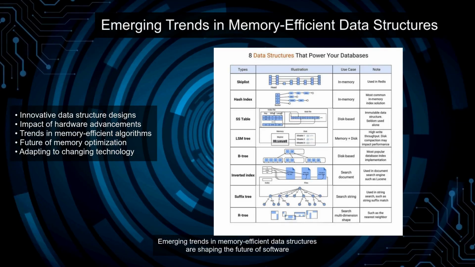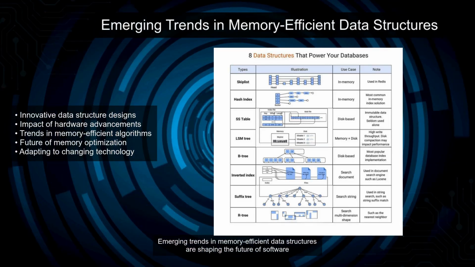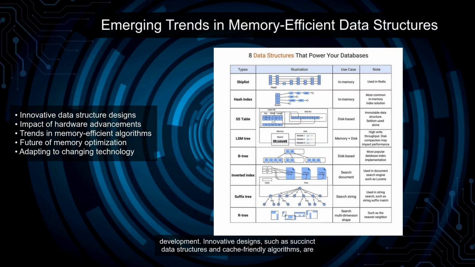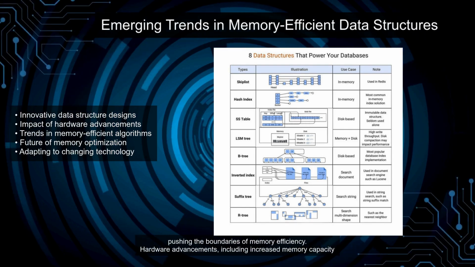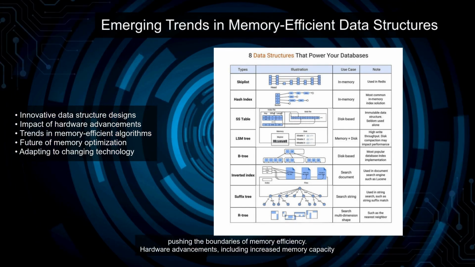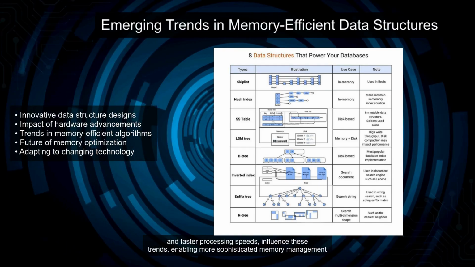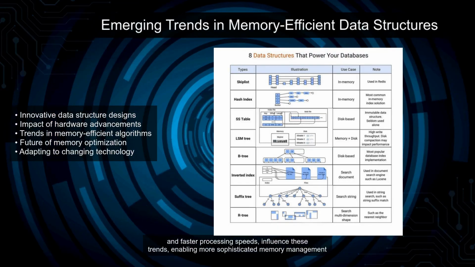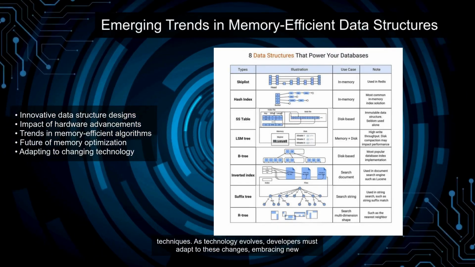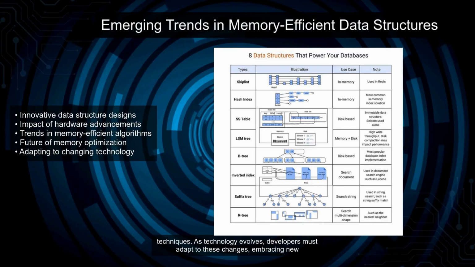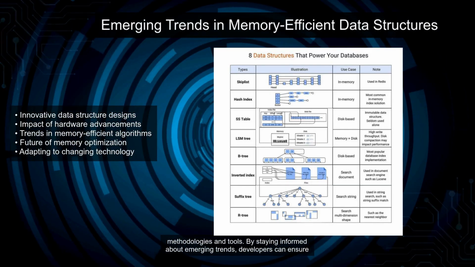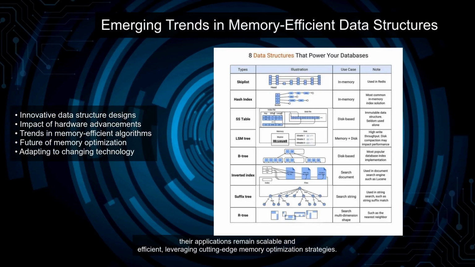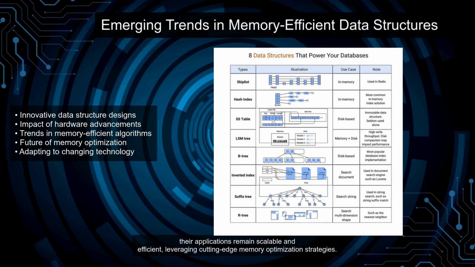Emerging trends in memory-efficient data structures are shaping the future of software development. Innovative designs, such as succinct data structures and cache-friendly algorithms, are pushing the boundaries of memory efficiency. Hardware advancements, including increased memory capacity and faster processing speeds, influence these trends, enabling more sophisticated memory management techniques. As technology evolves, developers must adapt to these changes, embracing new methodologies and tools. By staying informed about emerging trends, developers can ensure their applications remain scalable and efficient, leveraging cutting-edge memory optimization strategies.